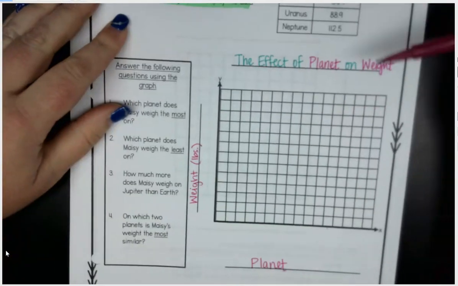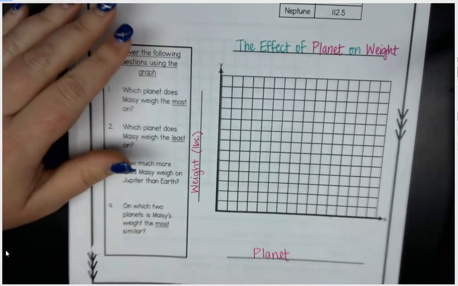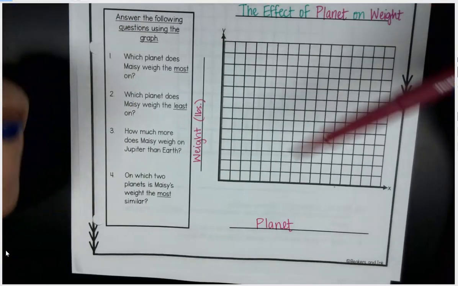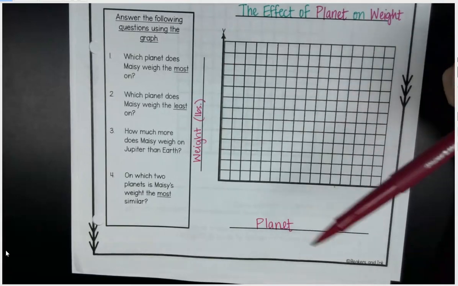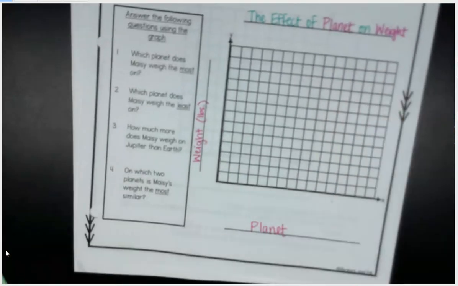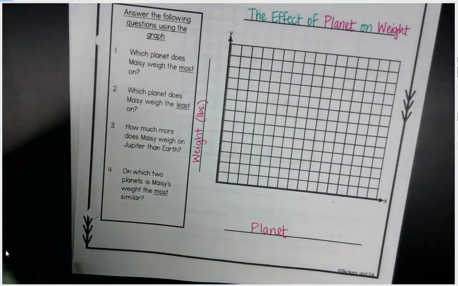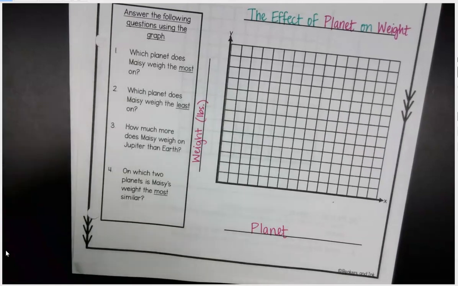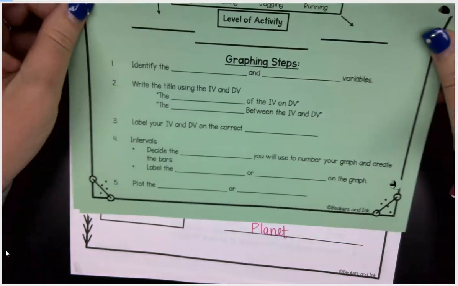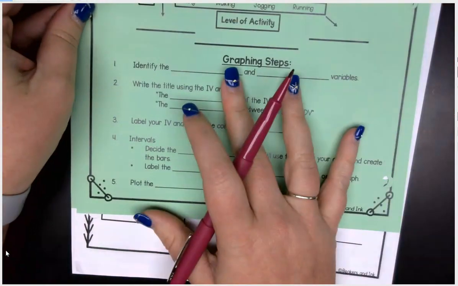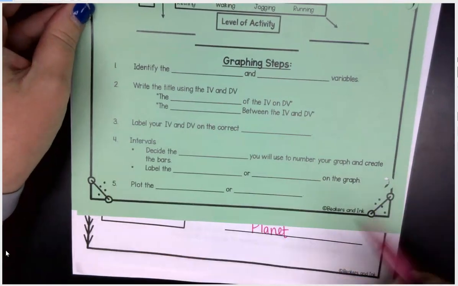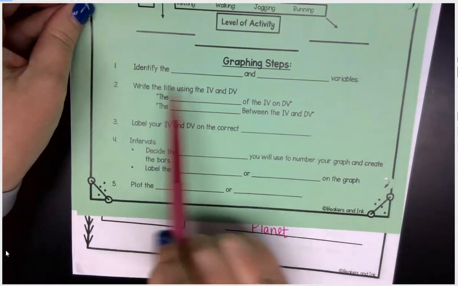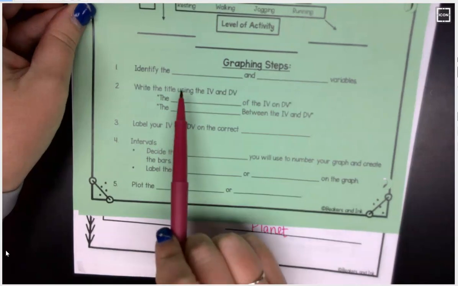So we had our first step, which was to identify our independent and dependent variables. Our second step was to write our title, and then our third step was to write the labels here. So if you are ever stuck on how to go through the process of creating your graph, we have this lovely green packet that you're going to hold on to clear through May, right? So we have our graphing steps out here. Obviously mine's blank, but we've walked through the first three steps here.